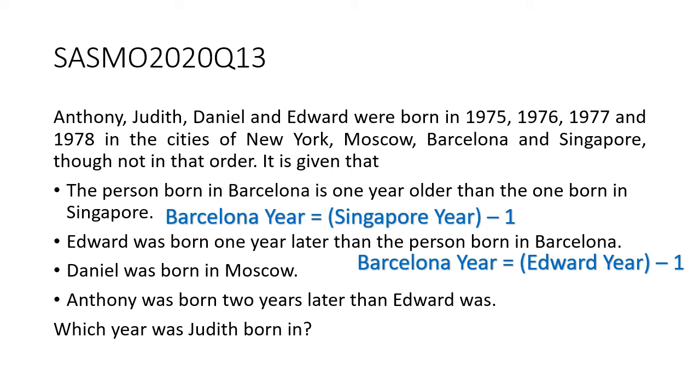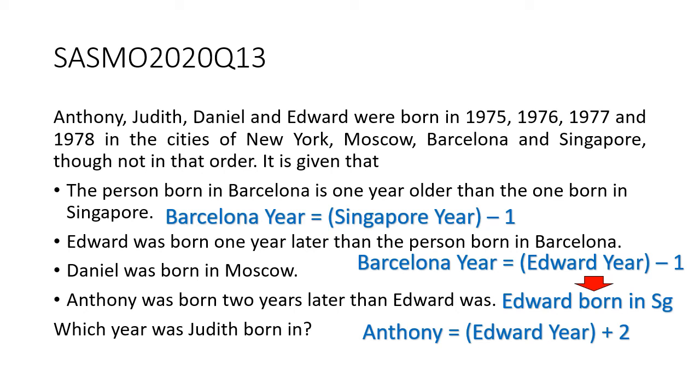From the first 2 statements, we know that Edward must be born in Singapore. The third statement we will skip, that's just very clear. And in the 4th statement, we can see that Anthony must be equal to Edward's birth year plus 2.